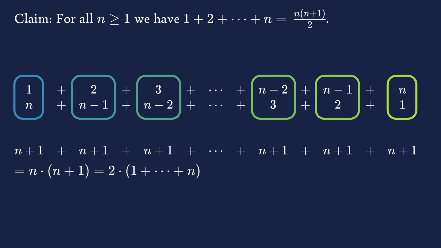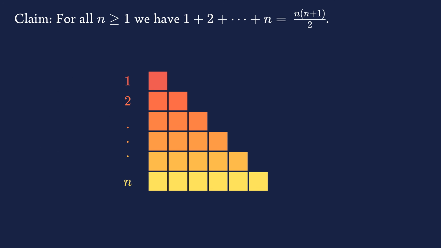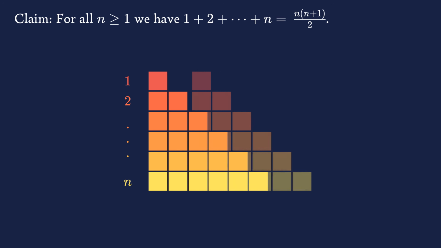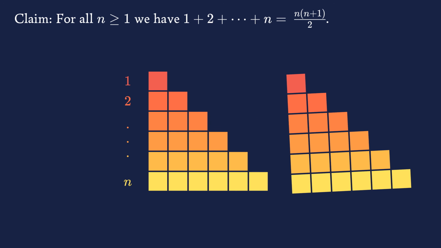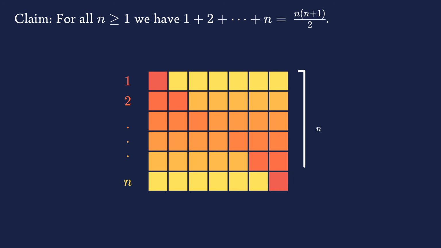A visual proof, which is the same calculation under the hood: build a triangle from tiles, such that the first row has 1 tile, the second 2 tiles, and so on. Then the total number of tiles in the triangle is the result of the sum we are interested in. Now, duplicate the triangle and assemble both into a rectangle of side lengths n and n plus 1. We now have twice as many tiles as we want, and they form an area of n times n plus 1.